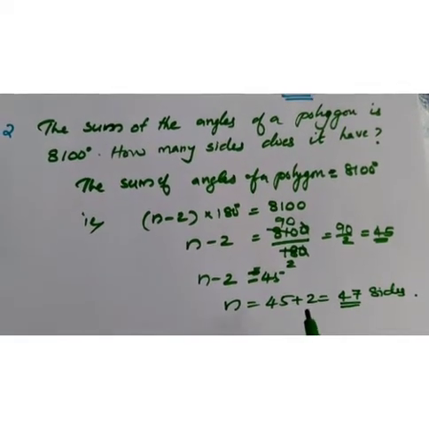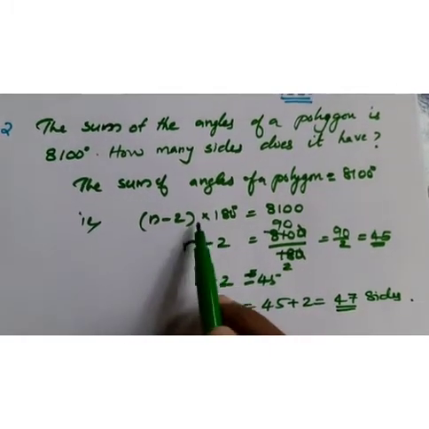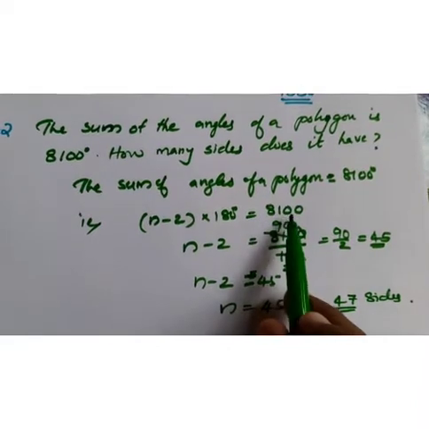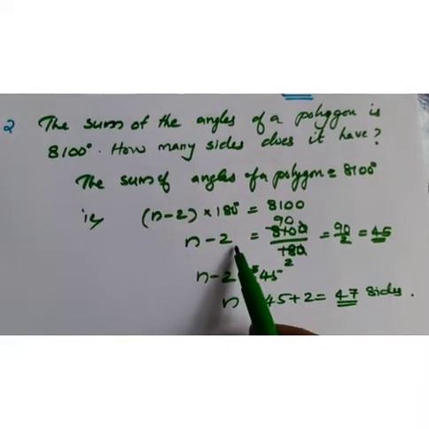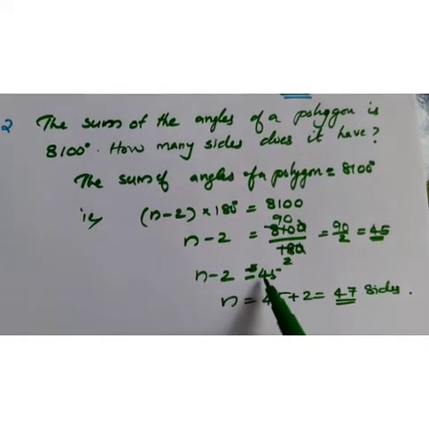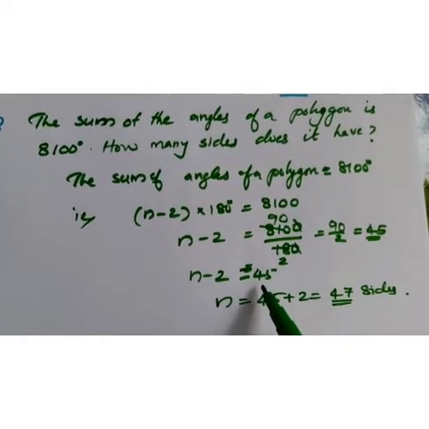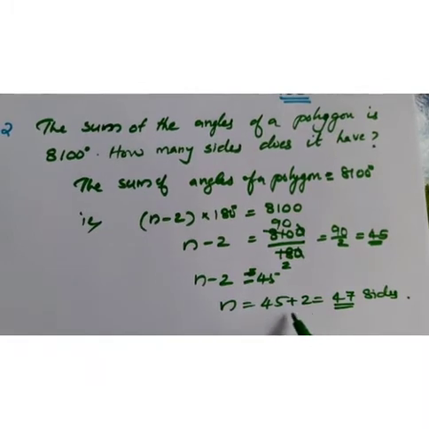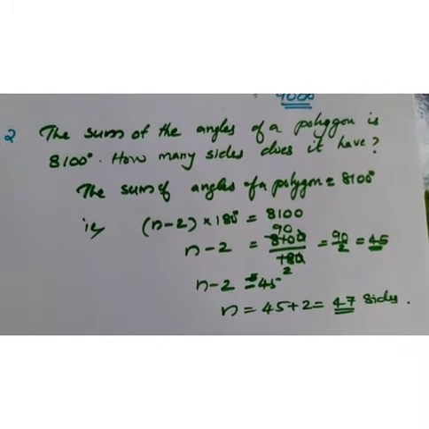Okay, this is the way you have to find out. (N minus 2) into 180 is 8100, and from that you have to find n minus 2. You will get 45. N minus 2 is 45. N is equal to 45 plus 2, it is 47.